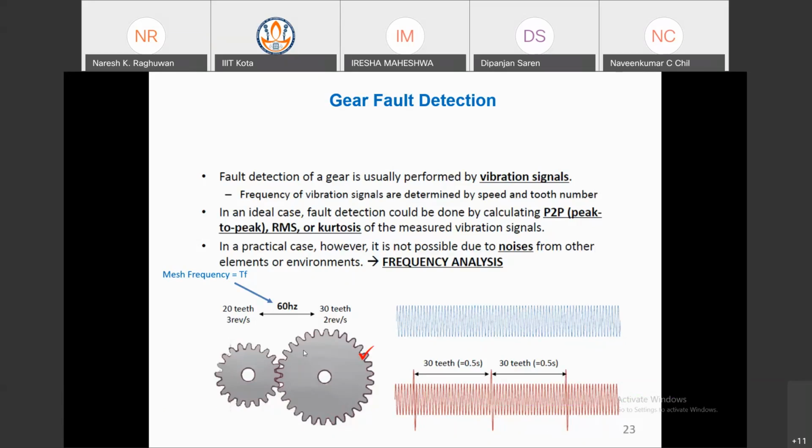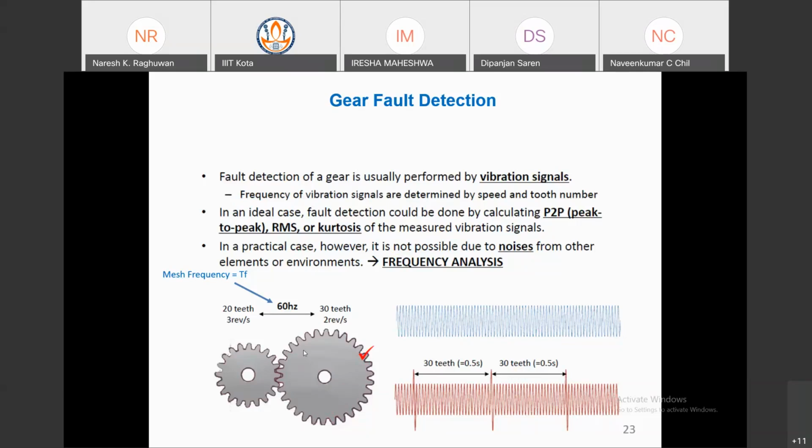Fault detection of gears is usually performed using vibration signals. The advantage of vibration analysis is the detection of faults in the gear, which is very important. The frequencies of the vibration signal are determined by speed and tooth number. So suppose you are doing frequency analysis, time information is missing in the frequency domain.